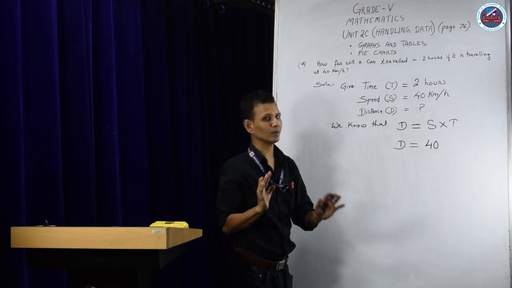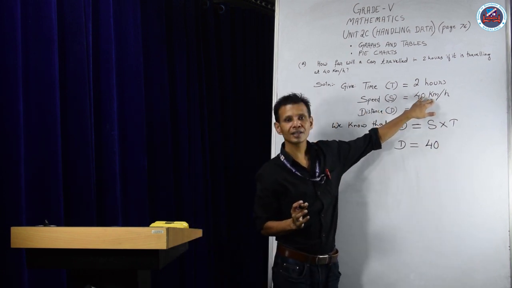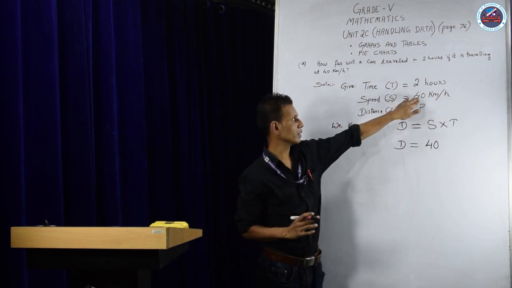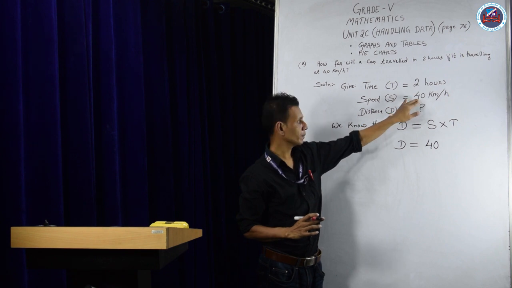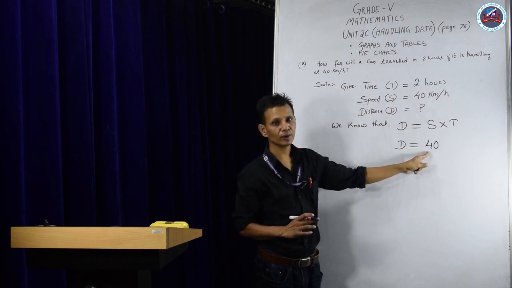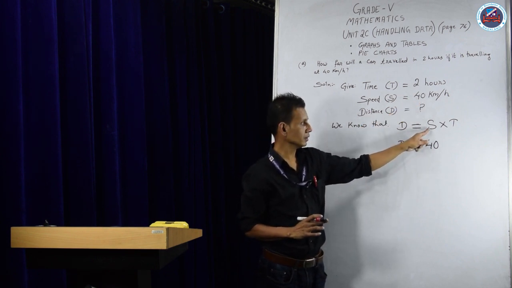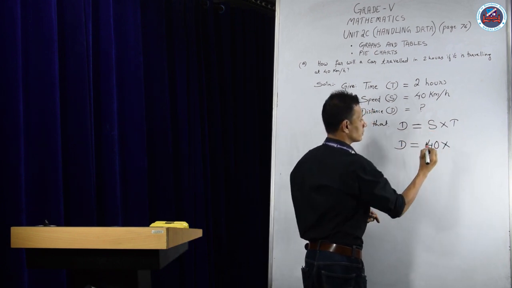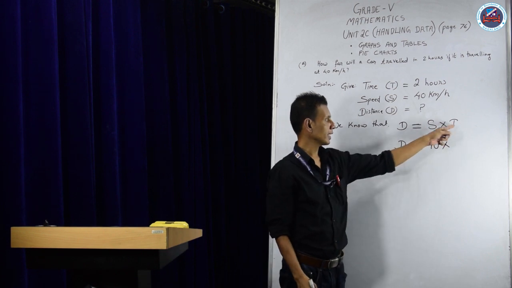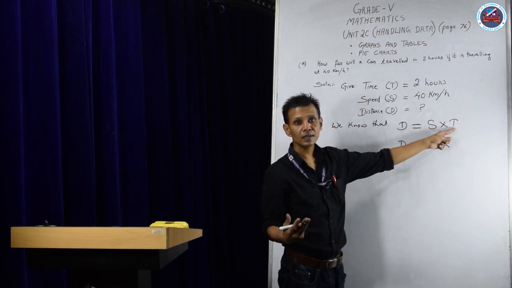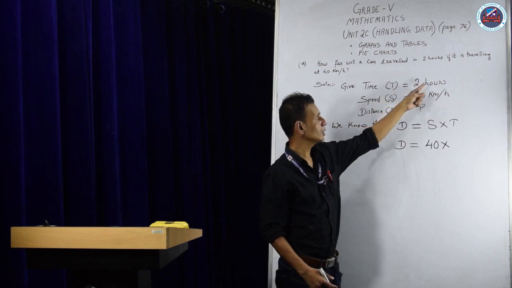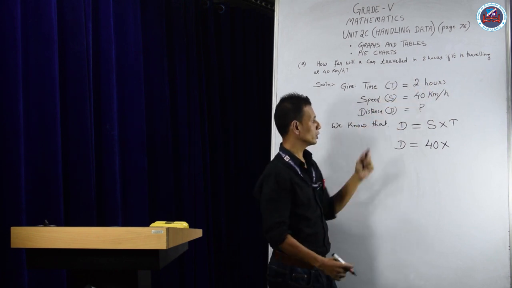For the time being I will not use all these units, kilometer per hour, just wait. Keep aside. I'll take only the number. S is 40, so I can write 40. S is done. Next is the multiply sign. Next, T. T is time. Take it from here. Time, we have 2 hours, so I'll take only the number 2.